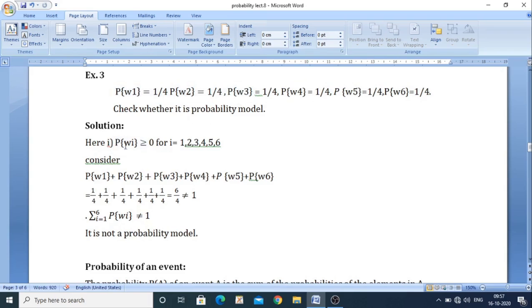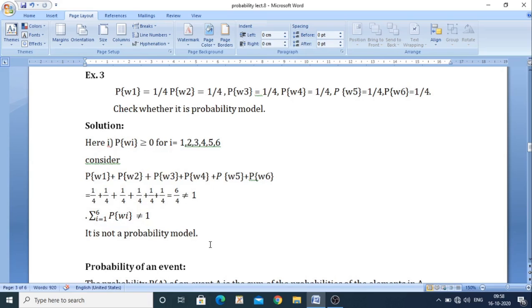Now see here the first condition: all the probabilities are 1 by 4, so they are greater than 0, so it is satisfied. Now see the addition of all the probabilities, P of omega 1 plus up to P of omega 6. So 1 by 4 plus 1 by 4 plus 1 by 4 plus 1 by 4, and so on, is equal to 6 upon 4, and 6 upon 4 is greater than 1, so it is not equal to 1. So though the first condition is satisfied, the sum of all the probabilities is not equal to 1, so it is not a probability model.